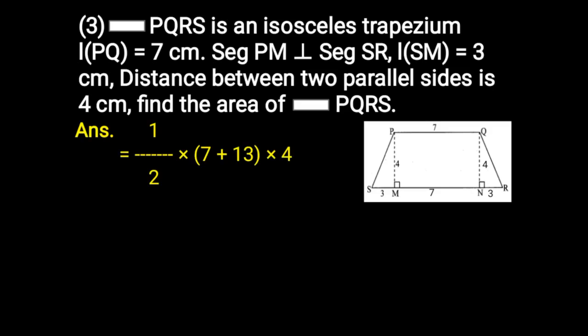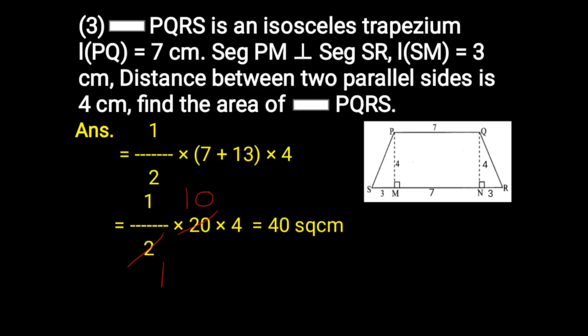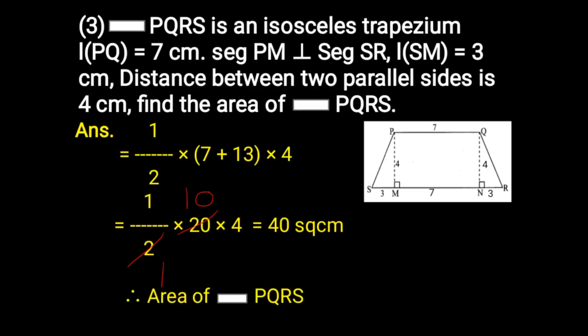You have to add 7 plus 13 in bracket, and then after that you have to write multiplication form. 7 plus 13 is how much? 20. That is equal to half into 20 into 4. You have to do 2 table cancellation of any one of the numbers. 2 ones are 2, 2 tens are 20. Now you have to multiply the number 10 into 4. 10 fours are 40. That is equal to 40 square centimeter. Therefore, area of quadrilateral PQRS is equal to 40 square centimeter.